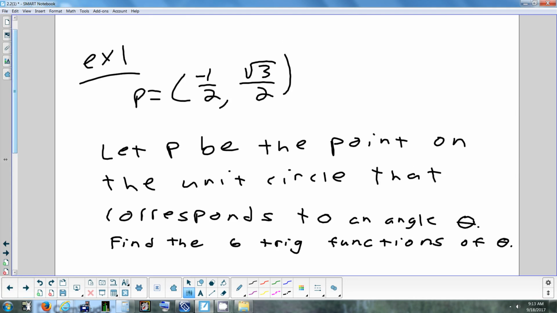Okay, so here's a coordinate, and it says let this be a point on the unit circle, and it represents some angle. I'm not going to tell you what the angle is, because you don't need to know that. What I want to know is the 6 trig functions of that angle. And at first, sometimes people are like, well, how can you figure out all the trig functions of the angle if I don't even tell you what the angle is? You don't need the angle, you need its location. Where is it?